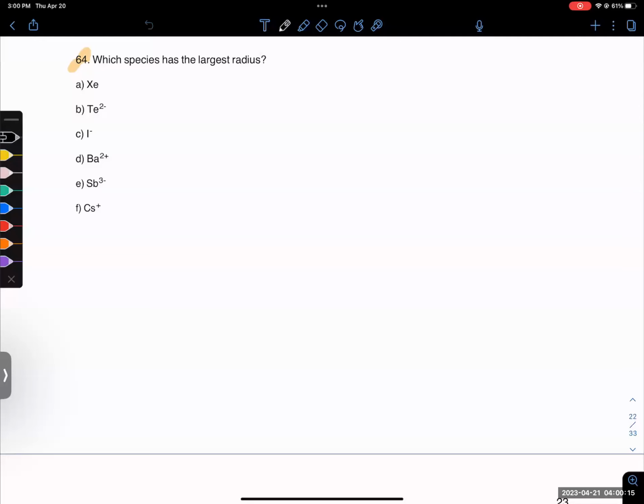Recording in progress. Okay. Question number 64. Which species has the largest radius? So what's unique about all of these species right here? I mean, most of them have ions, except for the Indeed.